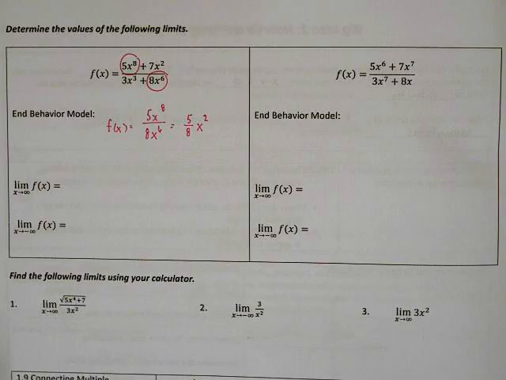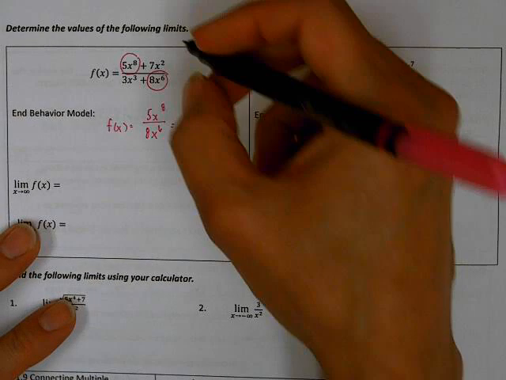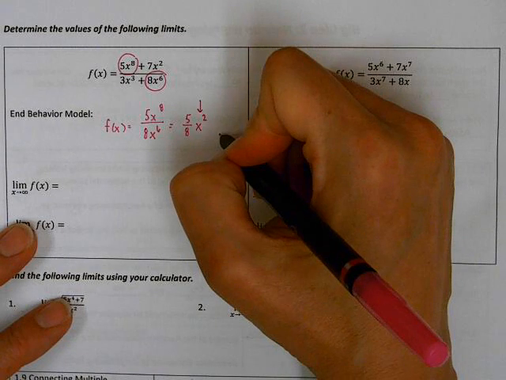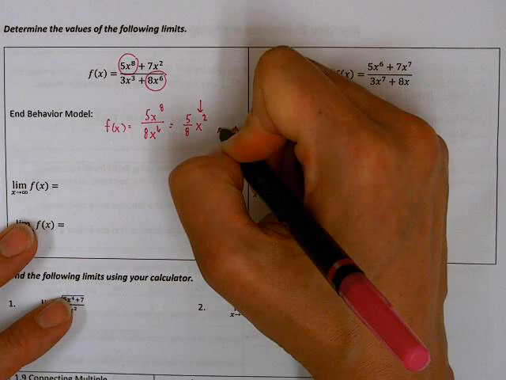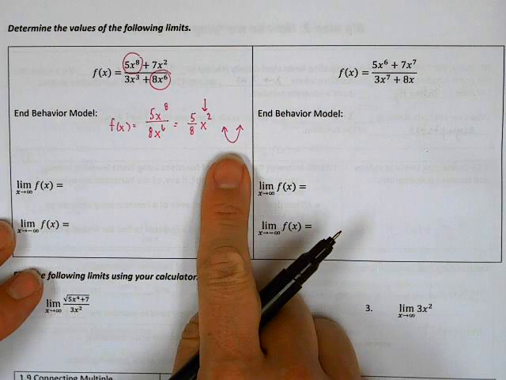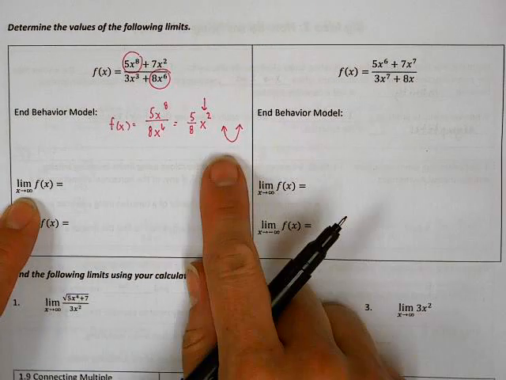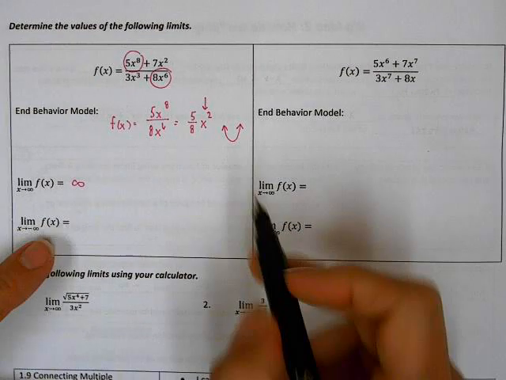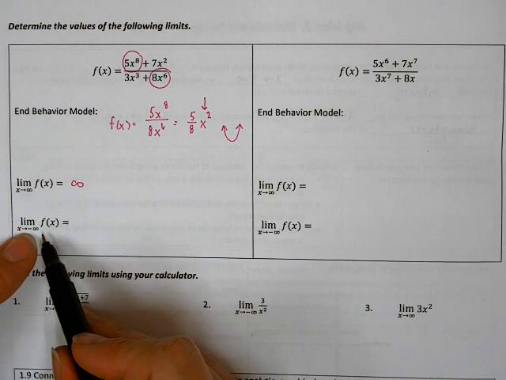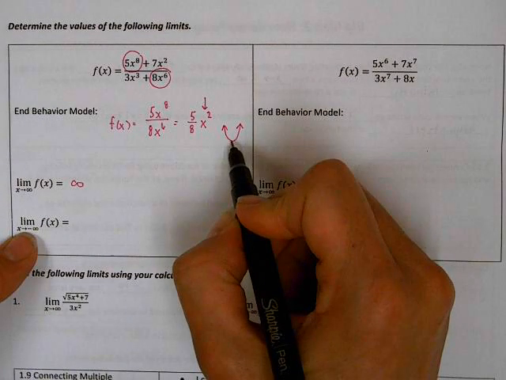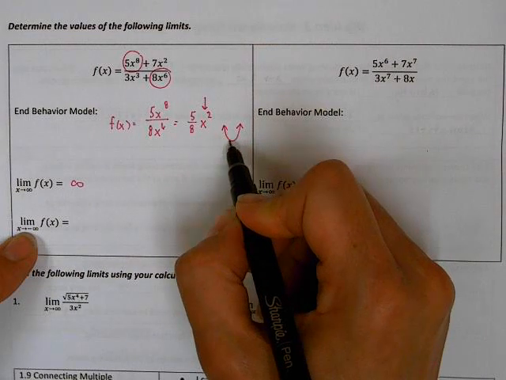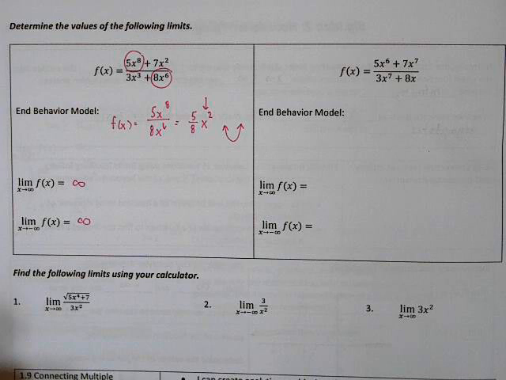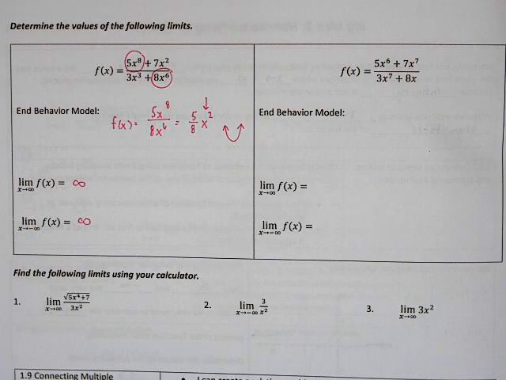So again, what I want to focus on here really is this x squared. I know that a function with x squared is going to look like this. Once I've got that end behavior model, then I can clearly see as x approaches infinity, my y values are getting infinitely large in the positive direction. Same thing for negative infinity. As my x values get really big in the negative direction, my y values do the same. So my limit's positive infinity.